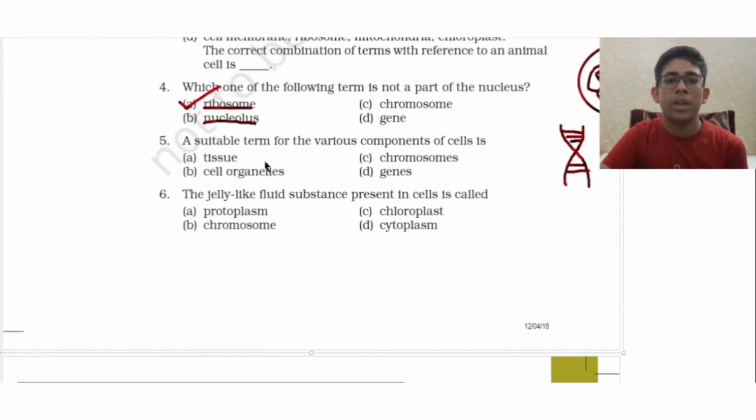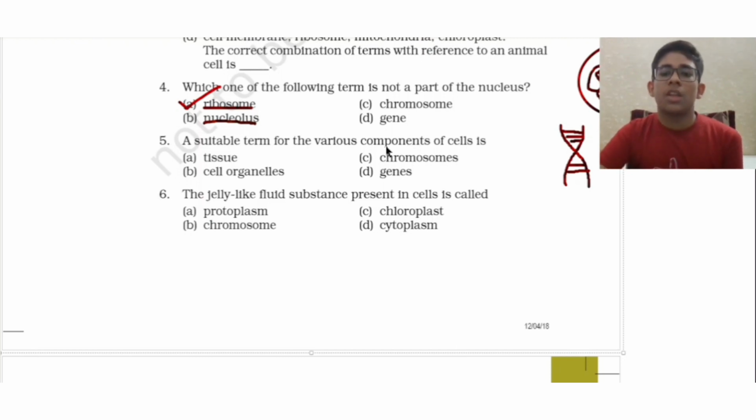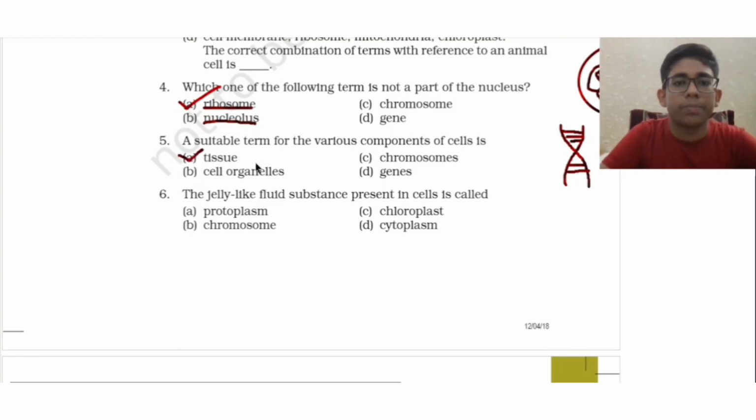So moving on to the next question. The question is, a suitable term for various components of cell is. We know that the various cells combine to form a tissue, and various tissues combine to form organs and so on. So the correct answer is tissue. So here is the correct answer, tissue.